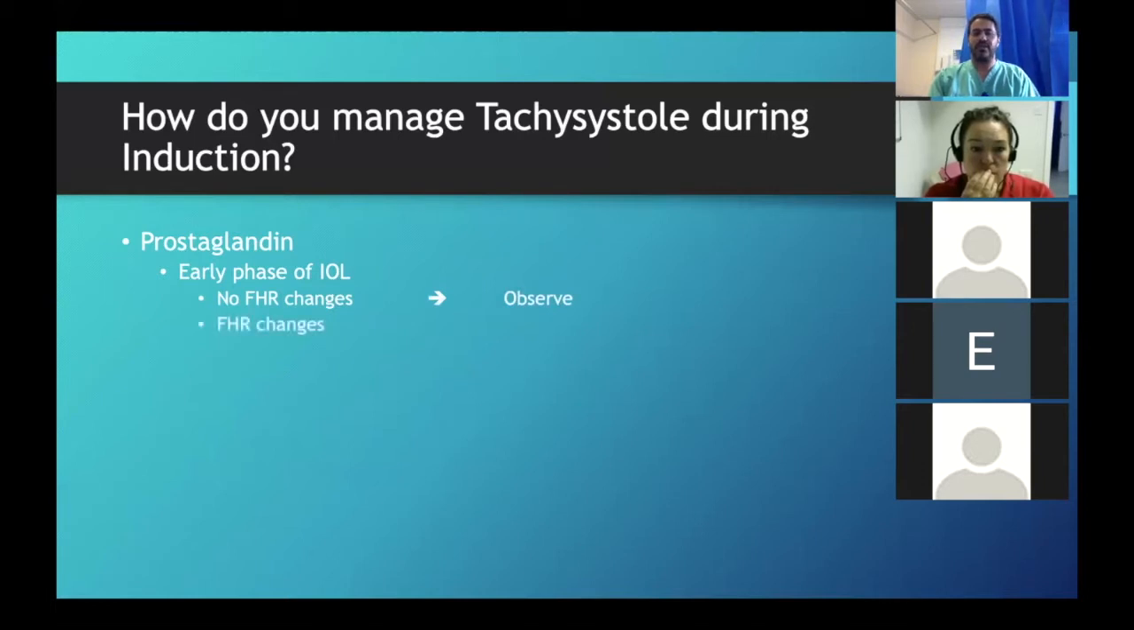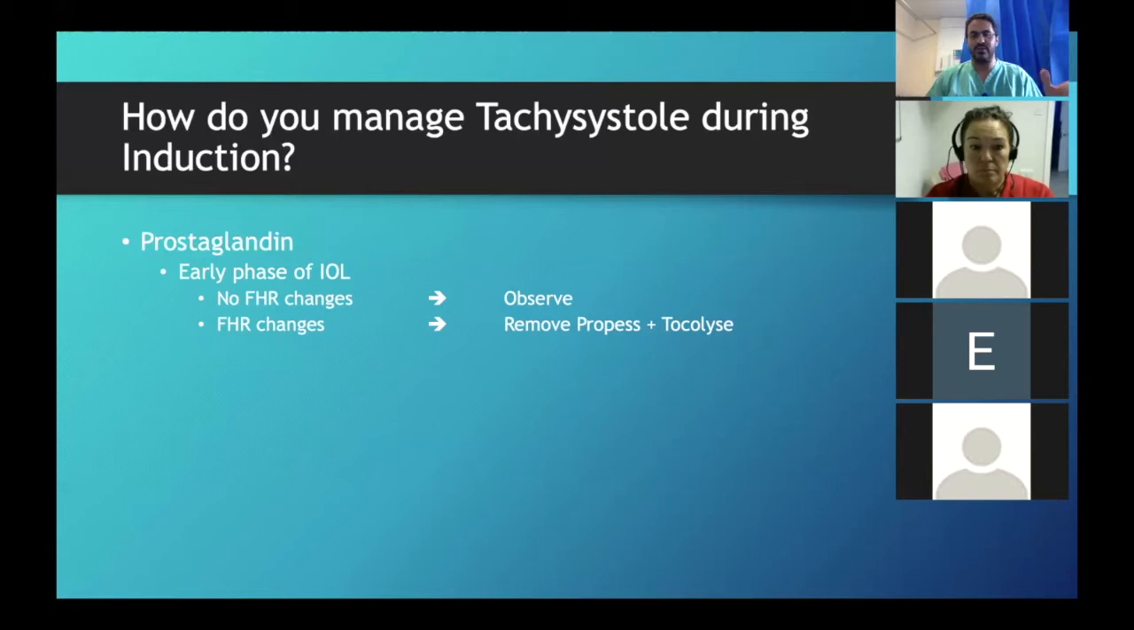But if the baby's heart rate is changing, then you definitely need to take the Propess out. That means that these contractions are already distressing the baby. Now, the manufacturer of the Propess pessary talks about the prostaglandin being out of the system within 10 minutes of removing the pessary. That's never been my own experience. Prostaglandin usually lasts for between 4 to 6 hours.